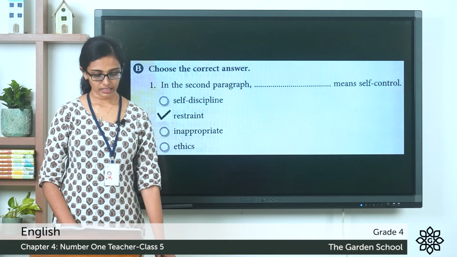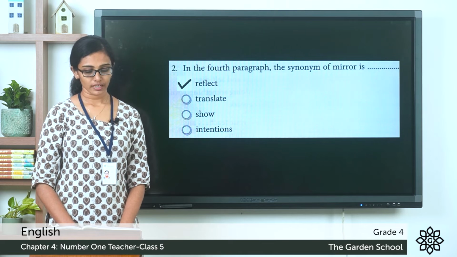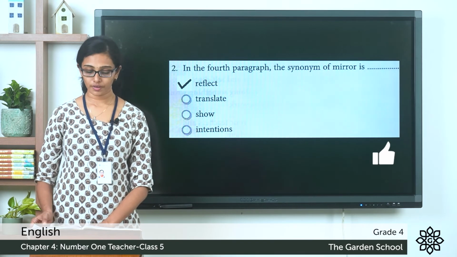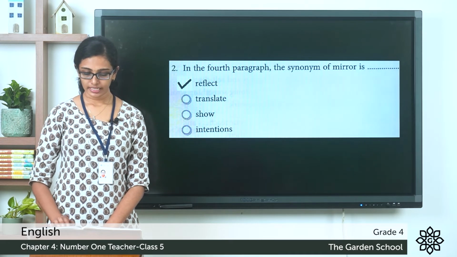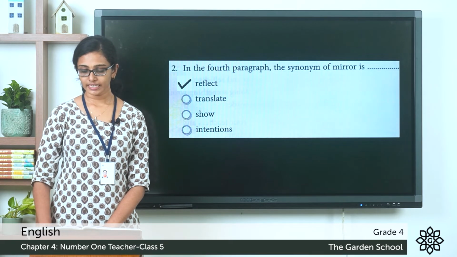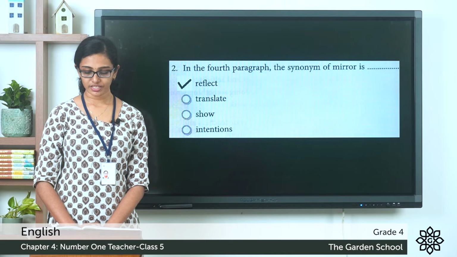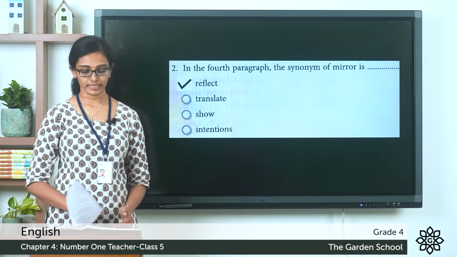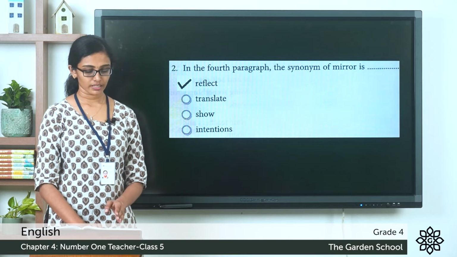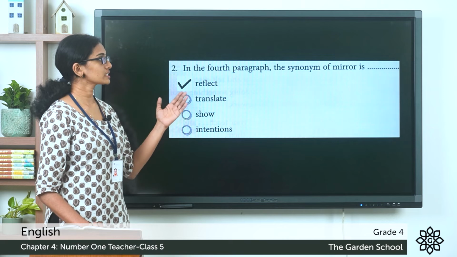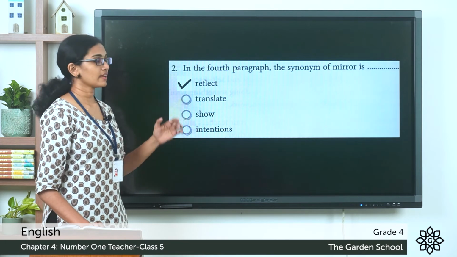The next question. In the fourth paragraph, the synonym of mirror is. And what is the synonym of mirror? In the fourth paragraph, it says, if you apply these values in your daily life, your actions will reflect these values and all such actions will translate into good habits. So there is this word reflect given there. So from the options given here, the correct option is reflect. In the fourth paragraph, the synonym of mirror is reflect.